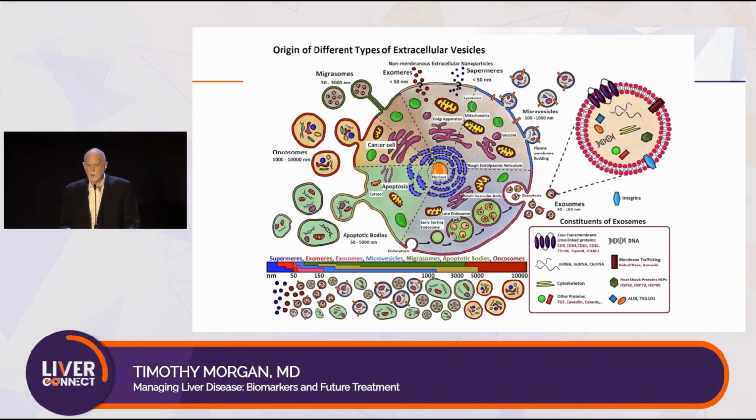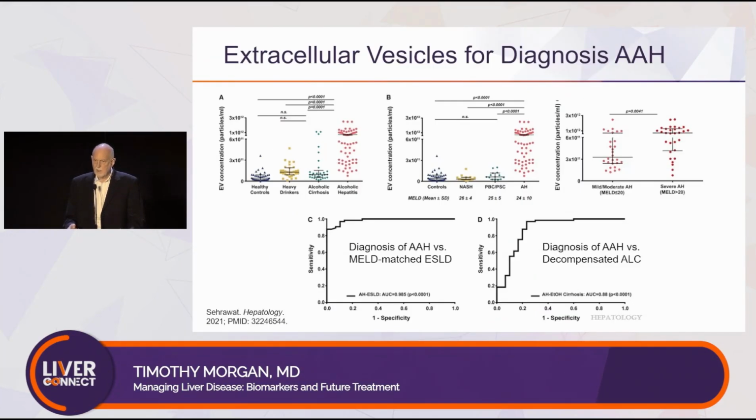And the ones we're looking at in the top pictures are exosomes. They carry what we call cargo, things that might be helpful from the cell that they're being released from. People have looked at these in alcoholic hepatitis. Here's a study that looks at the number of different extracellular vesicles floating around in the blood. In the top left, you have healthy controls, heavy drinkers, alcoholic cirrhosis, and alcoholic hepatitis, which is the pink color.